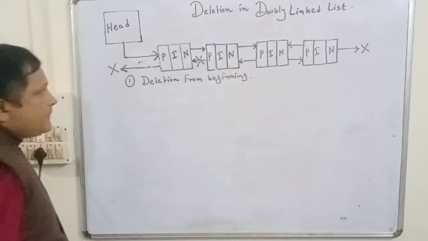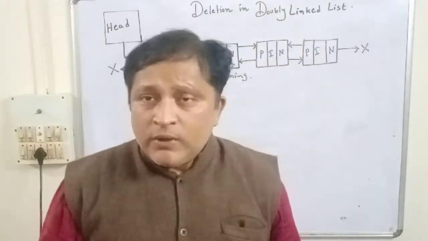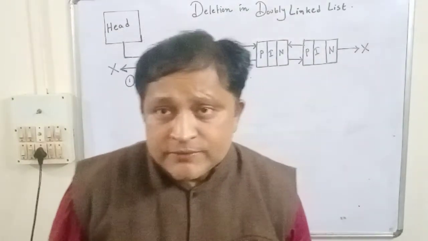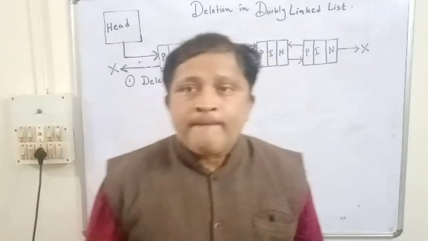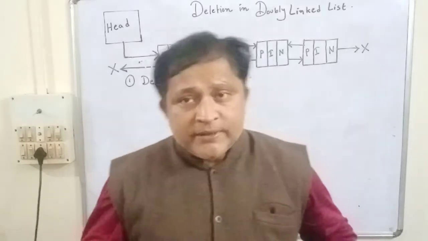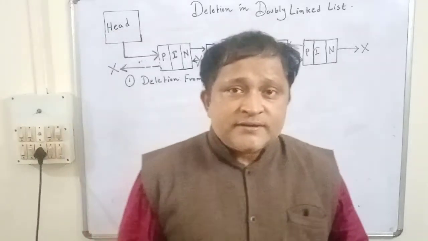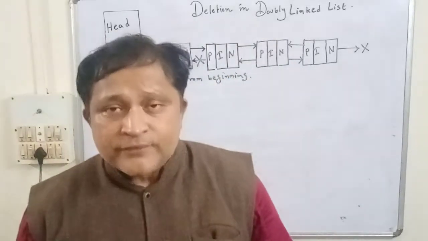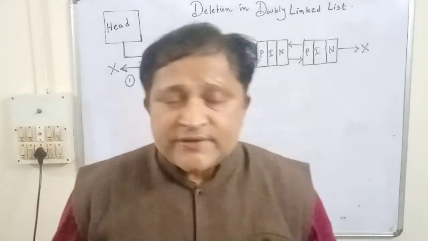How can it happen? Three options are there. Number one, if the list is empty, we can't have anything to delete. Option two, we have only one element and we can delete that element and the list will become empty. Option three, we have more than one element, a series of elements, where we can delete the first element.